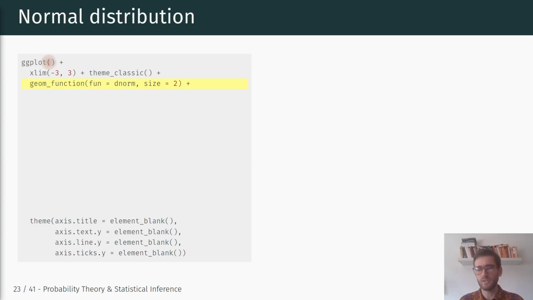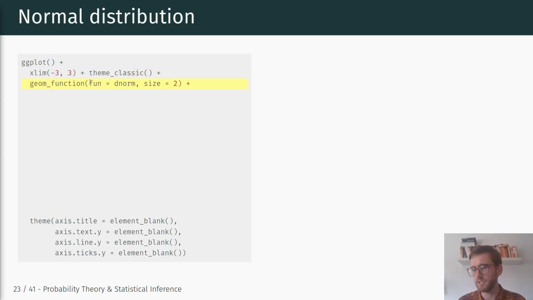So here we start a ggplot without any data, because we're only using the geom function command. We're not plotting any empirical densities. We're just plotting a theoretical normal distribution, a standard normal distribution, in fact. In order to do that, we first have to specify the limits of our x-axis. We're plotting the standard normal distribution from -3 to 3.